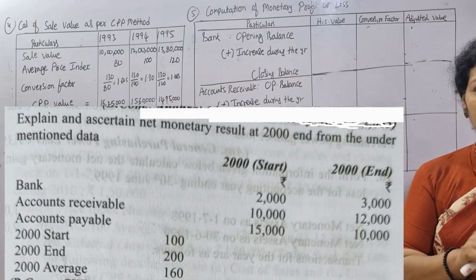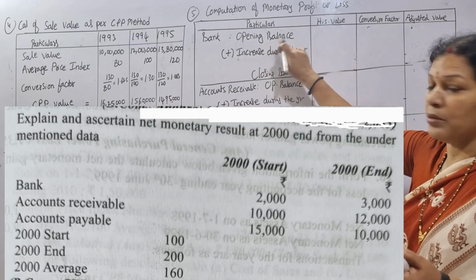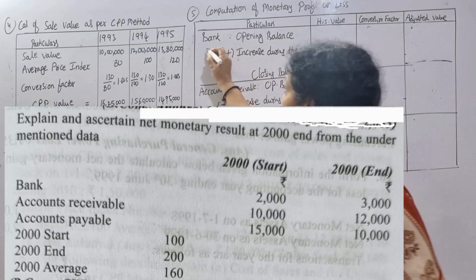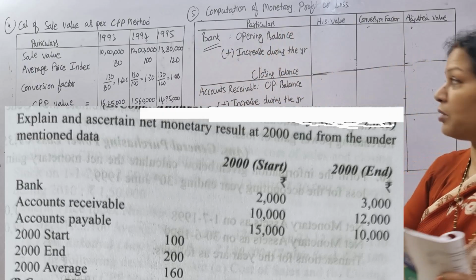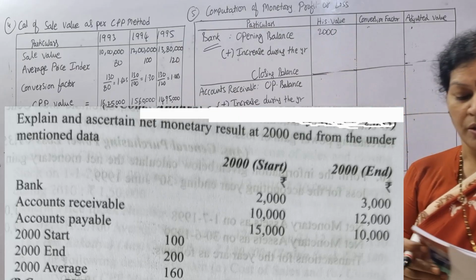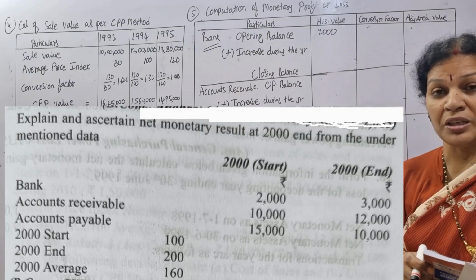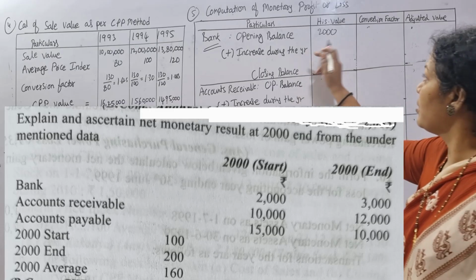Bank opening balance is 2000. That is historical value. Bank, I kept a heading bank. So shall I underline this? Yes, add. Bank opening balance is 2000. So historical value is 2000. Now, how much is increasing? Bank 2000 to 3000 it is increasing. Isn't it? Increasing, it is 3000.